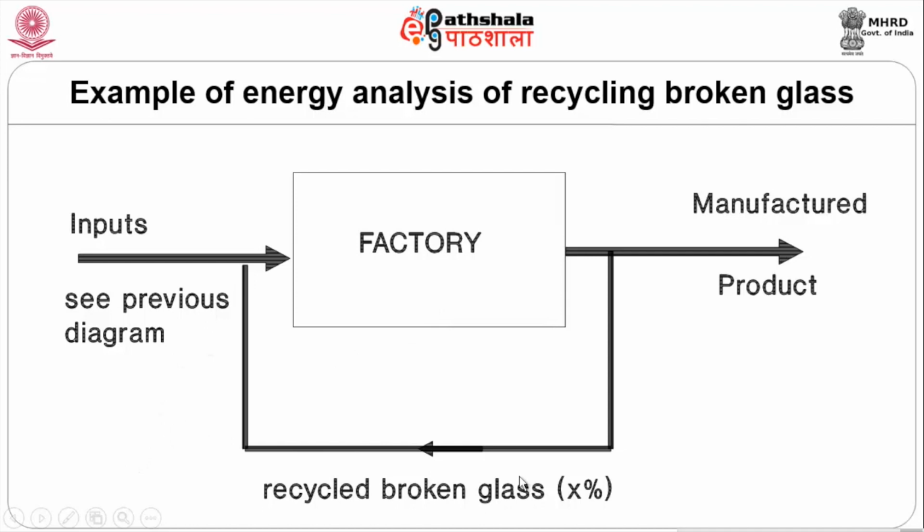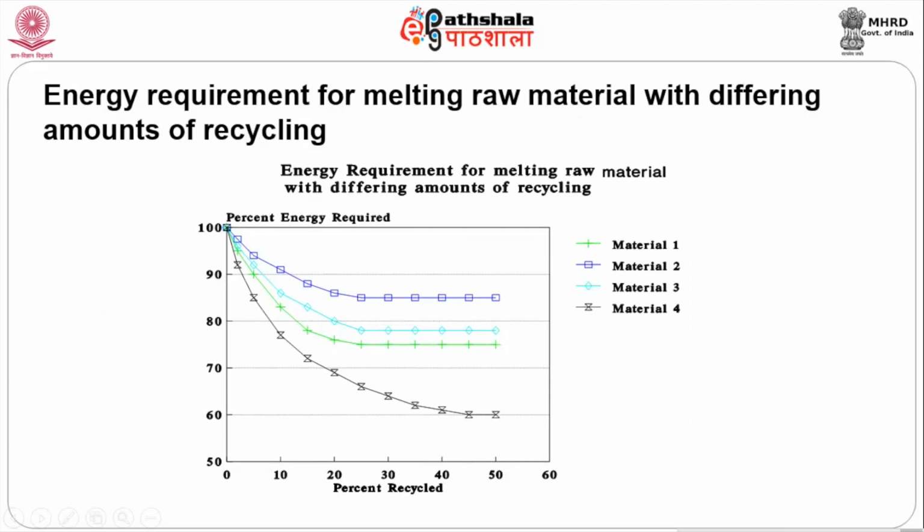Inputs, like if you look at it, some broken glass which is used in the factories is recycled in the factories for various manufacturing, some X percentage. Look at the value which is used in terms of melting the raw material with the amount of recycling. So, for material 1, from 100 percentage it goes to a value of about 90 to 93, and for material 2 and material 4, if you look at it, it goes down from 100 to an extent of about 60 percentage, that is the percentage of recycling value.